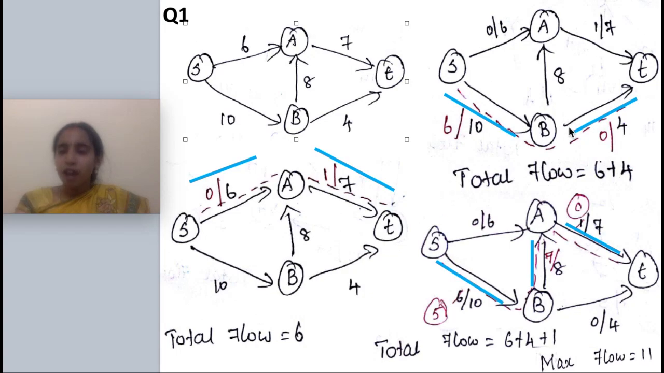Clear? Now the last path remaining is here, here, and here. Here I can pass 6, here I can pass 8, and here I can pass 1. The minimal value is 1, so I can pass only 1. I am adding 1 to the total flow, and everywhere I am subtracting 1. So this will become 5, this will become 7, and this will become 0. Now the maximum flow is 6 plus 4 plus 1. So the maximum flow is 11.